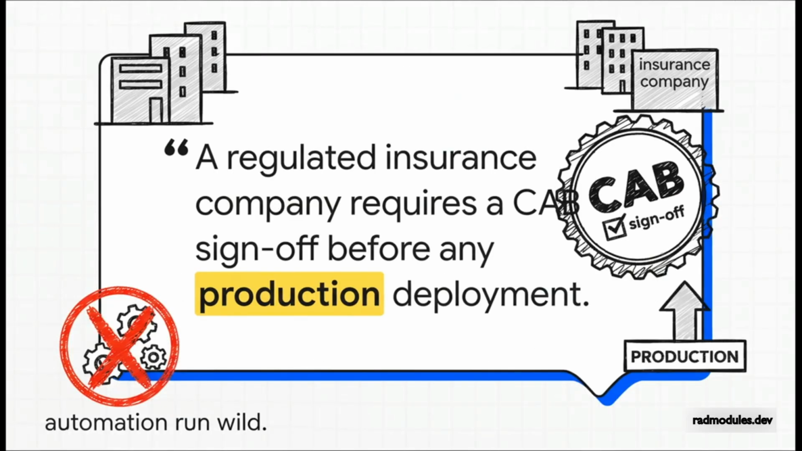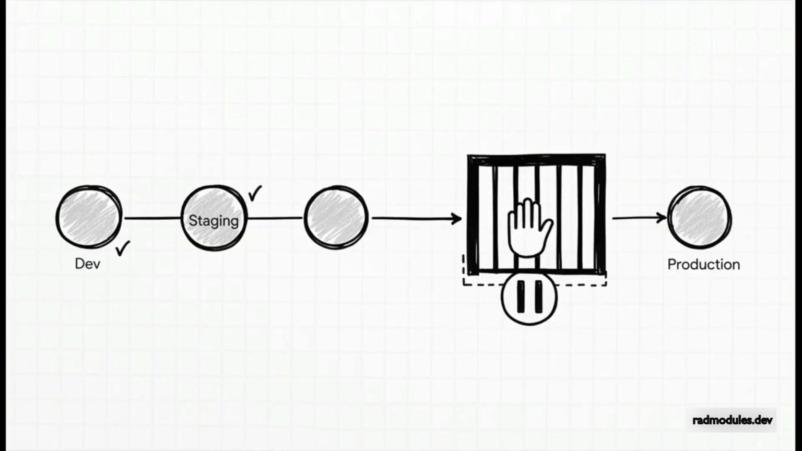Let's play out another scenario. This time, you're the cloud architect for an insurance company. They're heavily regulated, and they have a change advisory board, or CAB, that has to sign off on every single production release. Automation is great, but it can't just run wild. This is the exact scenario that manual approval gates in Cloud Deploy were built for. It allows you to automate everything right up to the front door of production, and then it just pauses. It waits for a human to give the final go-ahead.